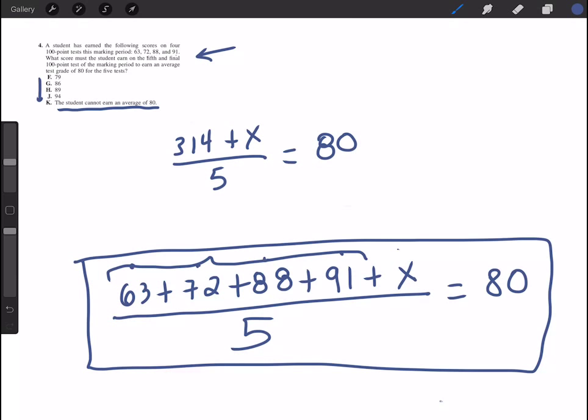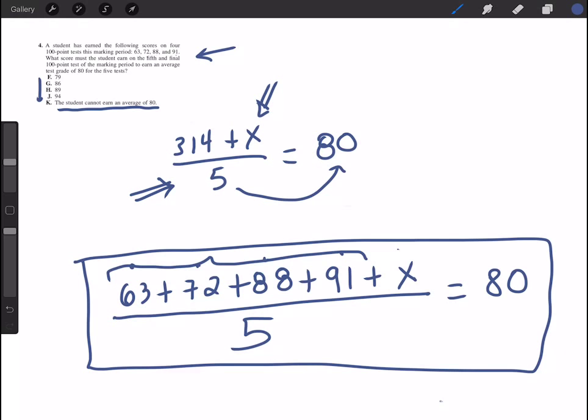Now, to solve this equation, we have to look at the left side of the equation and see that we have the 5 that is dividing the numerator, the 314 plus x. Because it's dividing, we really want to get rid of that because we want to isolate the x, the variable.